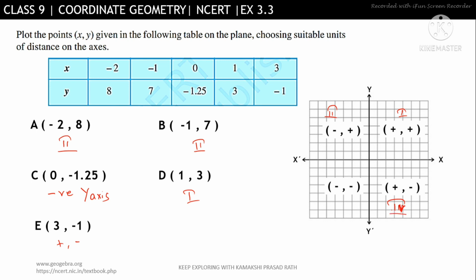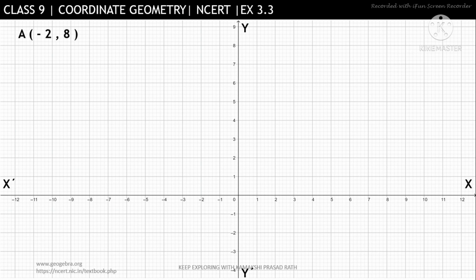Now let's start plotting the points on the plane. First one, A is (-2, 8). So -2 will lie on the negative x-axis. We'll start from -2. You can see here on the negative x-axis, we'll move to -2. From there we'll draw a perpendicular towards the positive y-axis, 8 units. So from the point -2 we have drawn a perpendicular towards the positive y, 8 units, and that point will be called A (-2, 8).